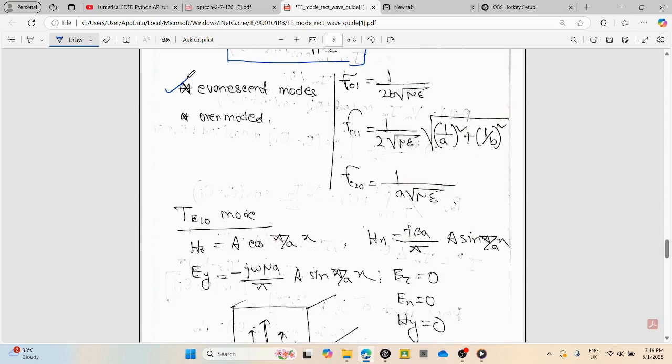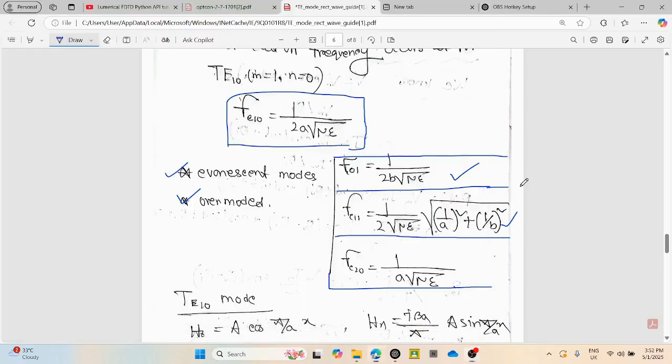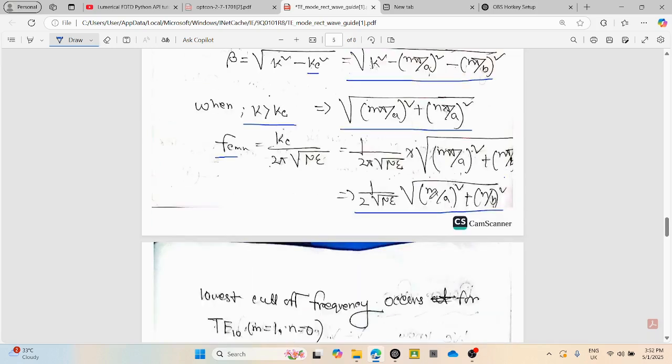Such modes are referred to as cutoff modes or evanescent modes. If more than one mode is propagating, the waveguide is said to be overmoded. We will calculate these equations of fc01, fc11, fc20 by simply putting the values of m and n into the equations that we have derived earlier.